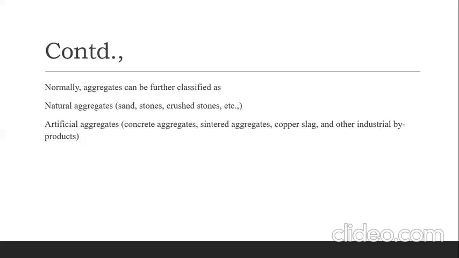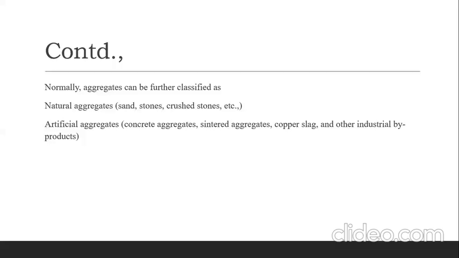other industrial byproducts. Concrete aggregates, in the sense, after the service life of a building is completed, the concrete is demolished, crushed, and processed to make the aggregates. That type of aggregate we call concrete aggregates. Sintered aggregates means loose powders are compressed at a high temperature, forming a solid mass. That type of aggregate we call sintered aggregates.